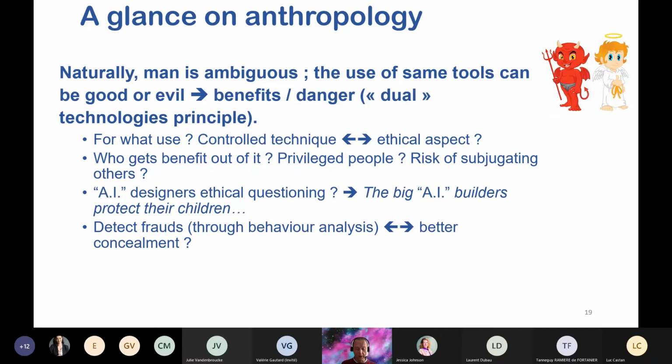So we should always ask ourselves, what can or could be the use of this system or tool? Up to where is the technique controlled? What are the ethical aspects, and have they been considered? Who gets benefit out of a system? Are there privileged people who own it and some who are not privileged since they do not possess the system? Is there a risk of subjugating others?